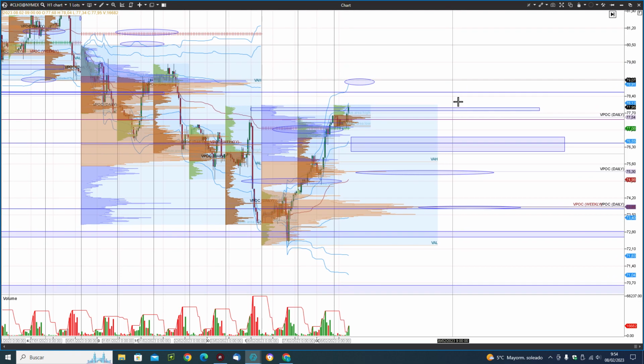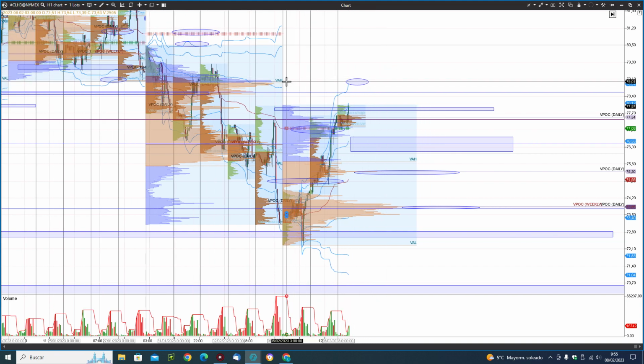Light oil. After touching this higher target we talked about yesterday, we have this price action zone with this high volume node of last week. We are around this point. If it breaks and goes to upper price, our first target could be this point, 68.97 in this high volume node.